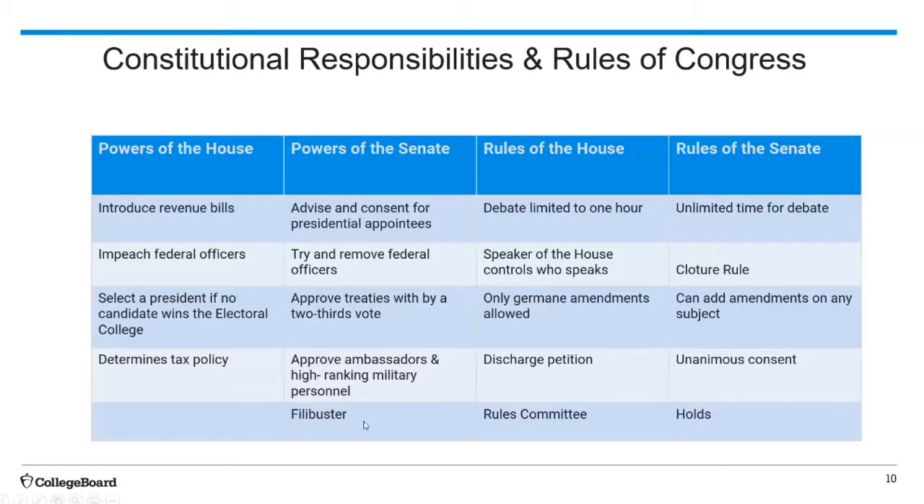I've got filibuster over here as a power of the Senate, and then over here the cloture rule. That is the ability to stop the filibuster should a majority of the members decide to do so.